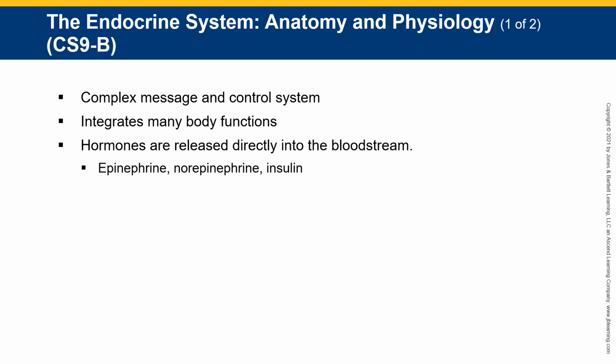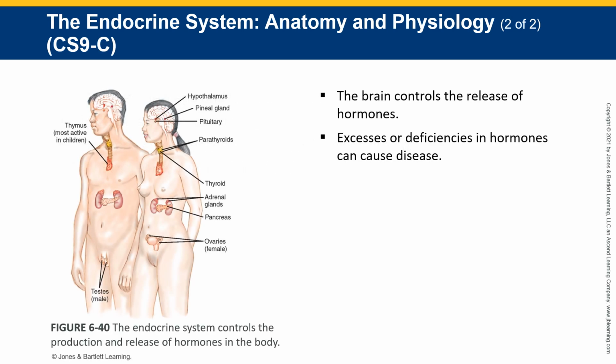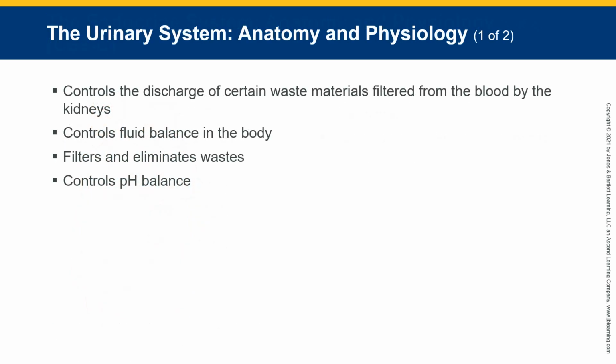The endocrine system is a complex message and control system. It integrates many of the body's functions together, but it is a hormone system where hormones are directly released into the bloodstream. Things like epinephrine, norepinephrine, insulin, and glucagon are all inside of this endocrine system. The brain controls the release of these. You also have the adrenal glands that are big on these, and then the sex organs, whether it's the ovaries for female or the testes for male, that are important in these. But any excess or deficiency in hormones leads to pathophysiology.